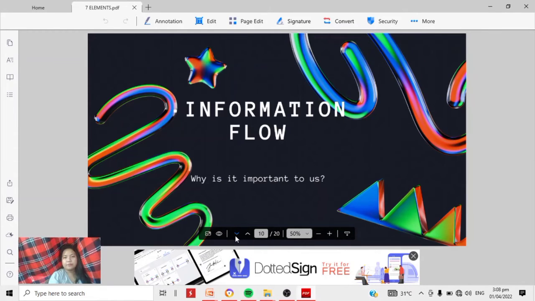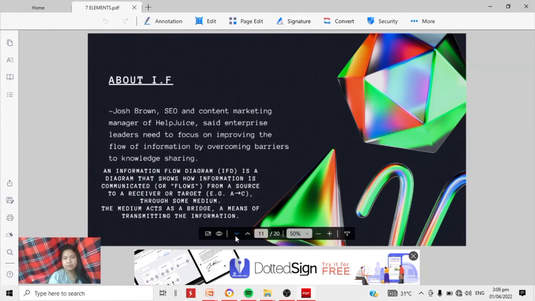So let's talk about the information flow. Why is it so important? Josh Brown, CEO and content marketing manager of Help Juice, said enterprise leaders need to focus on improving the flow of information by overcoming barriers to knowledge sharing.